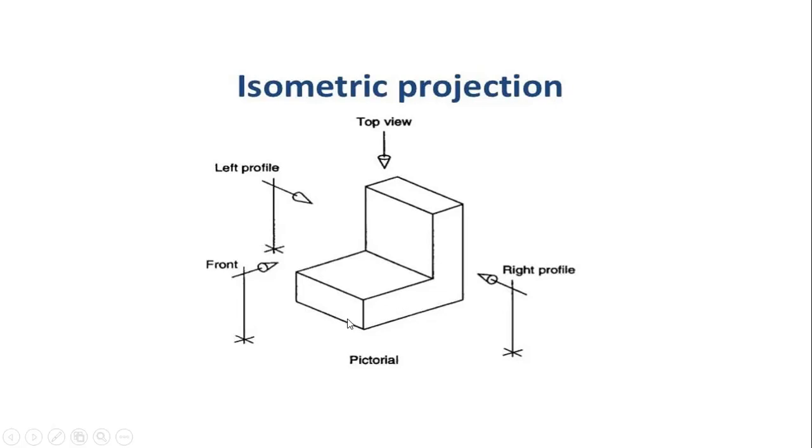A simple way to explain why it is called isometric: see here, the base edges are equally inclined at an angle of 30 degrees. So isometric means equal measure of projection. All the sides will be equally inclined at 30 degrees, and the vertical edges are parallel to each other and perpendicular to the base reference line. In this way, it has been defined as isometric.